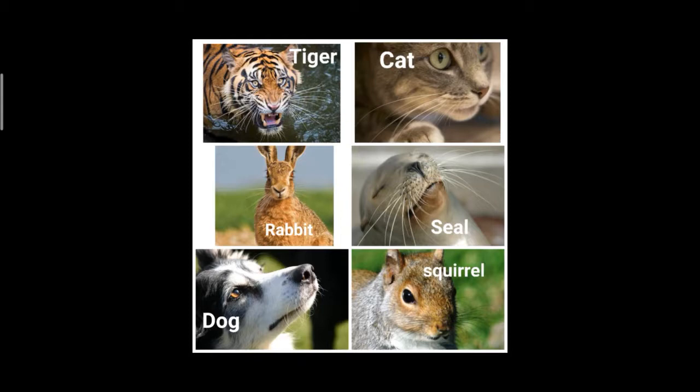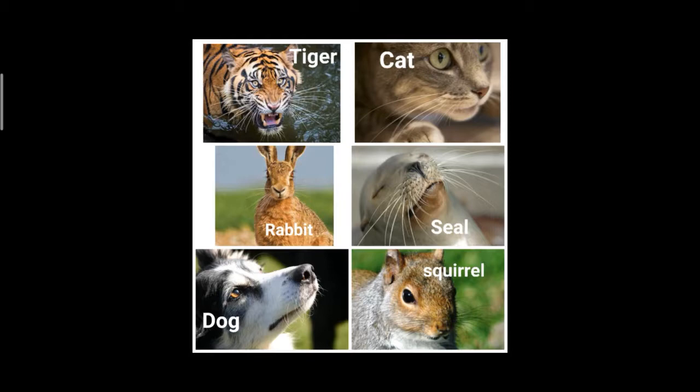For example, seal. Seals use their whiskers to sense the vibration of a fish moving in the water. You know that seal is a water animal. So when it is in the water, these whiskers help to understand the movement of fishes in the water.